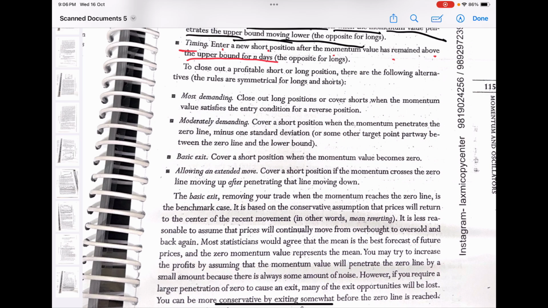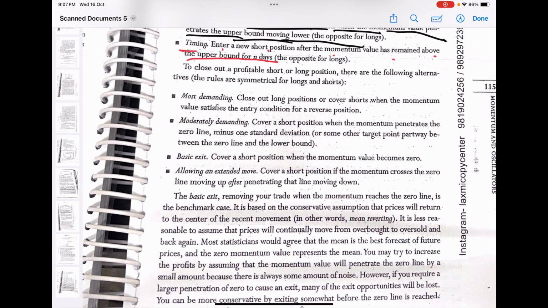So, what is the most demanding case? Closing out long positions or covering short positions when the momentum value satisfies the entry condition for a reverse position. Let's say you're in a long position, and you can see that the momentum indicator is at an overbought place, that means selling pressure is coming. Is that a good situation for you to stay in the trade when the momentum indicator is showing overbought? No, which means that's a sign for you to book your partials or book your entire position.